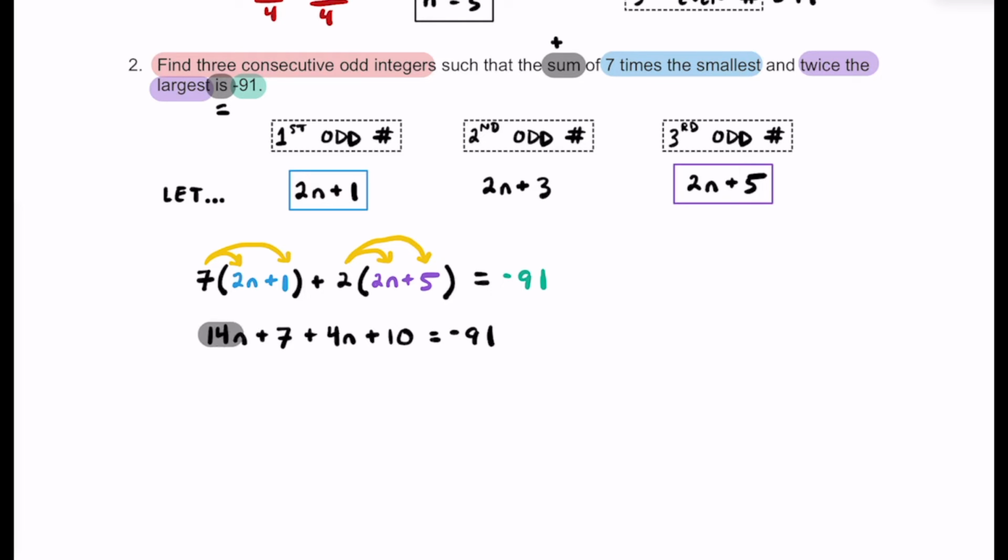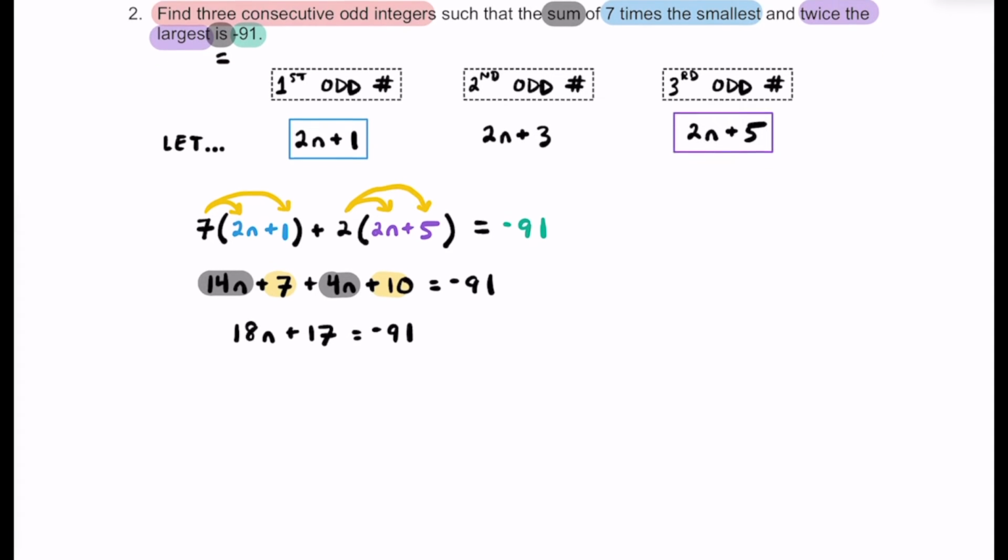Next, if we combine some like terms, this 14n plus 4n, that's going to be a total of 18n. And then next, we can also combine these other like terms. We have this plus 7 and plus 10, those constants. That's going to be plus 17. Combining those, we're going to get equal to negative 91. And at this point, we just have a 2-step equation, right?